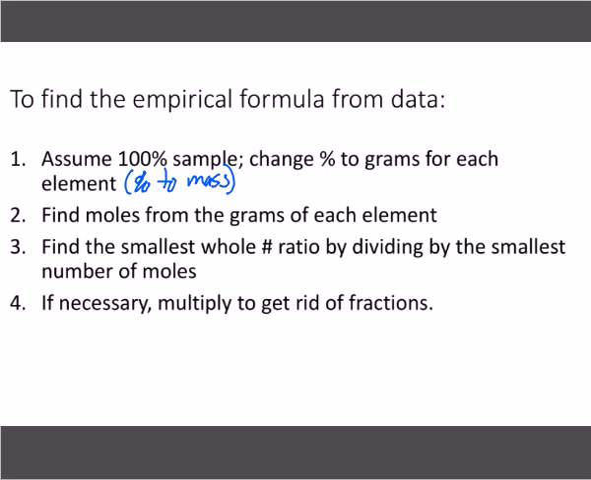Number two, you're going to find moles from grams. We should know how to do that. We had a quiz on that yesterday, going from grams to moles. So step number two, we go mass to moles. Step three, we're going to find the smallest whole number ratio, which again is just a comparison. We're going to divide by the smallest number of moles. So this is divide by small.